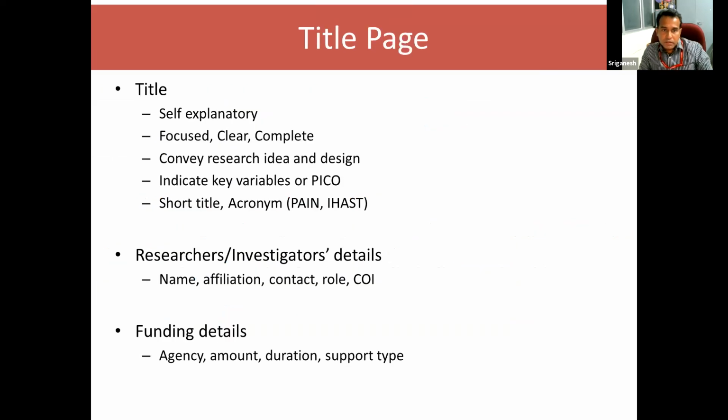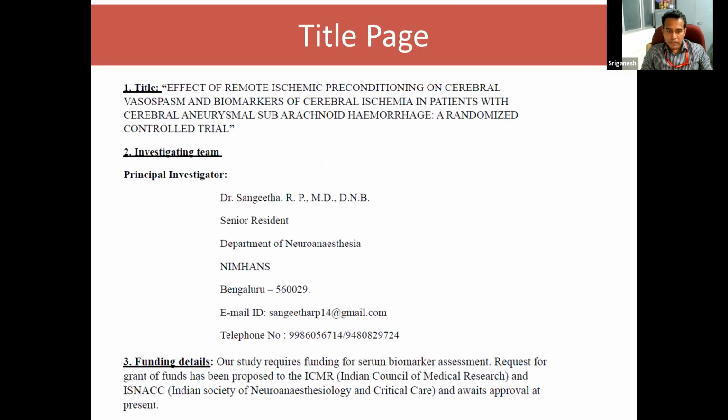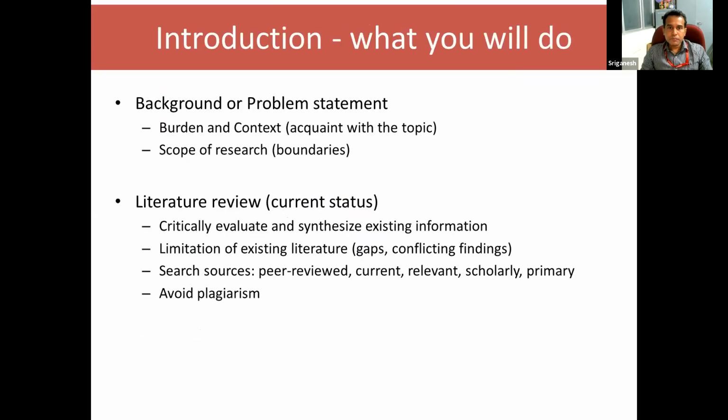So the title page should have a title which is self-explanatory. It should be focused, clear, and complete. Convey the research idea and design, which I showed you in the previous example. Indicate the key variables or the PICOT, and where possible, provide a short title or an acronym which will attract the readers to the research proposal. The researchers' or investigators' details need to be provided, and if funding is obtained or you're applying for funding, these details also need to be given on the title page. So this is the title page of one of the studies that one of our residents wrote and applied for funding, which was granted as well.